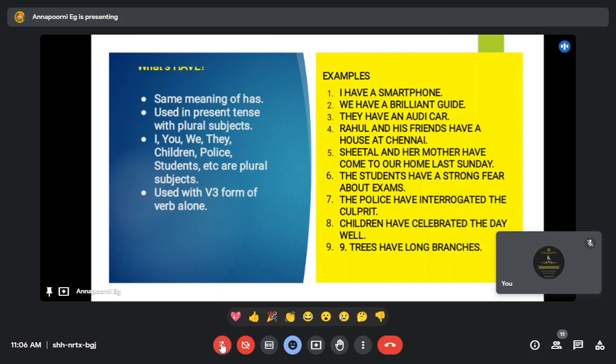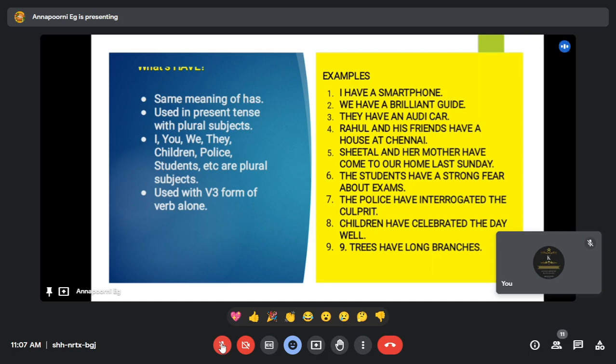So what are the plural subjects? I, you, we, they, and a few examples are given here. Children, police, students, etc. are also plural subjects. And again, have is used only with the V3 form of verb. So now I want you to read the examples. Aradhana, can you read the first four examples?